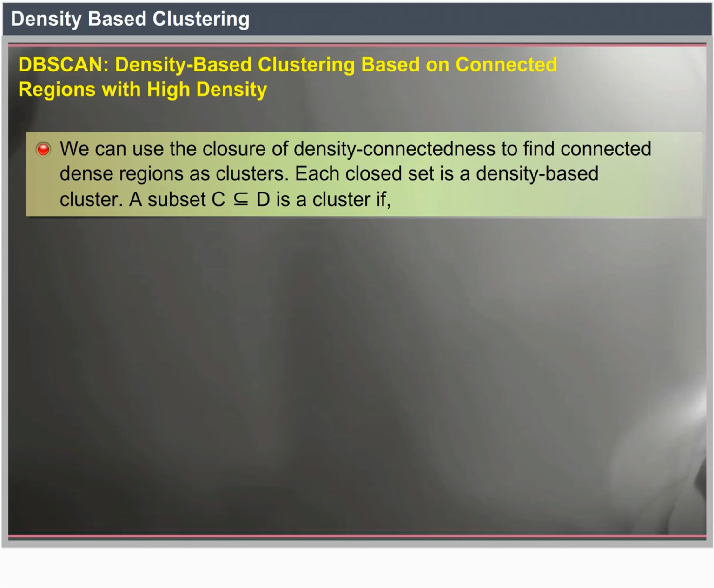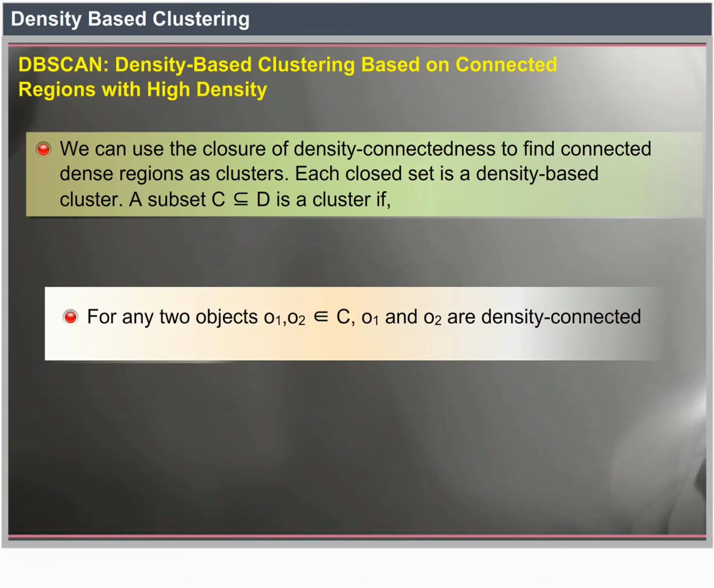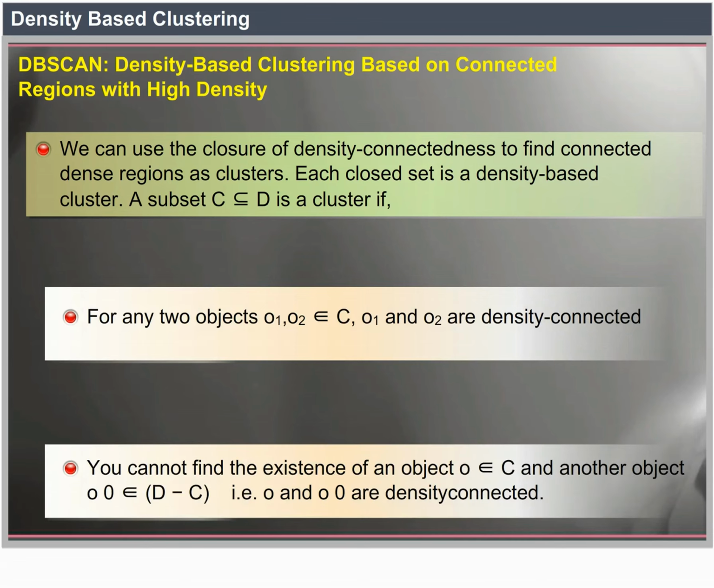A subset C, subset of D, is a cluster if for any two objects O1, O2 belonging to C, O1 and O2 are density connected, and there does not exist an object O belonging to C and another object O' belonging to D minus C, such that O and O' are density connected.